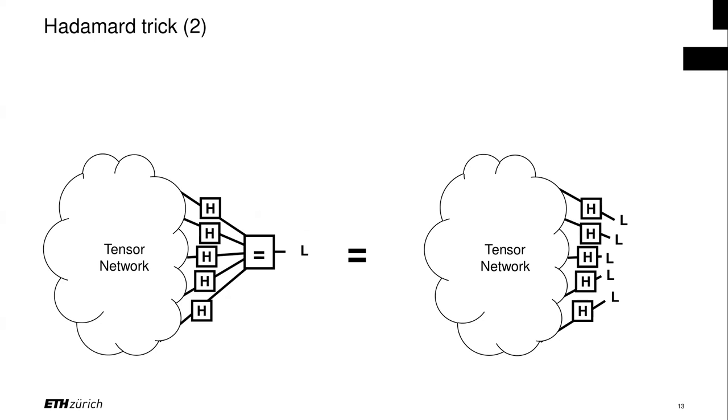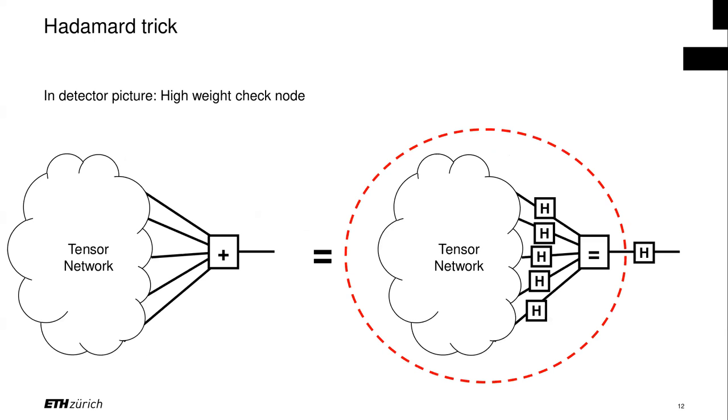The disadvantage is this means that in principle, if you had an open edge like this, you could imagine that you contract this tensor network and keep the open edge during the contraction. So you would only need to contract one single time. Because of this dissolving trick that we're using, you actually have to contract it for every possible value of the logical operator. That's a drawback that you get. But the advantage is that you get rid of this high weight check.